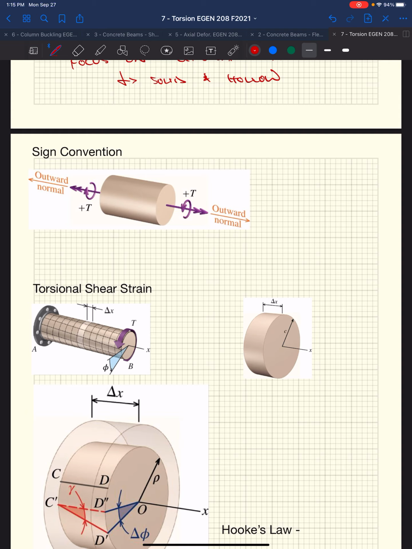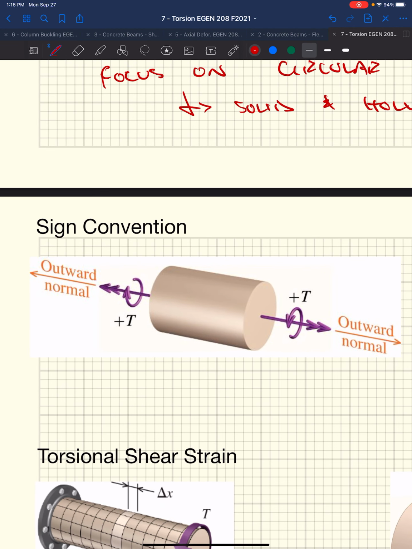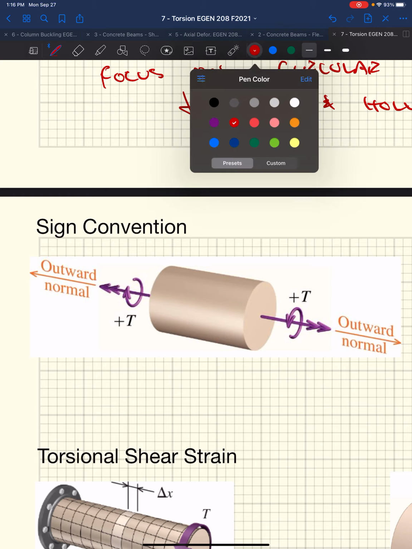So what does that mean? If you use the right-hand rule like you do with a moment, right? Your thumb is oriented in the direction of outward from the face of this material, and you twist your fingers, right? The direction you're twisting your fingers is the direction of the torque, okay? So that would be a positive torque that faces outward. We use a double arrow to denote torque.